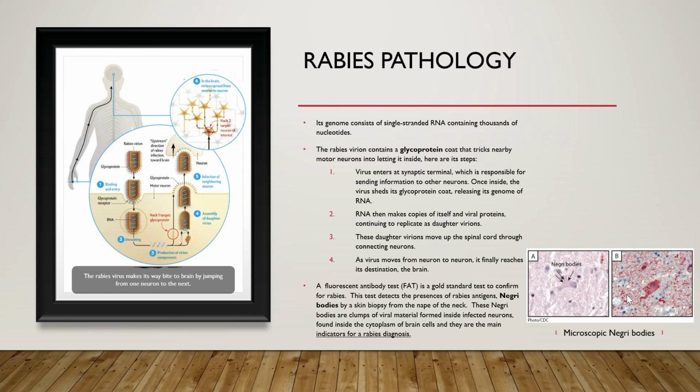And there is a test to detect if someone has rabies, and that test is a fluorescent antibody test, and it is a gold standard test to confirm rabies. This test detects the presence of rabies antigen Negri bodies by a skin biopsy from the nape of the neck. These Negri bodies are clumps of viral material formed inside infected neurons, and they are found inside the cytoplasm of brain cells, and they are the main indicators for rabies diagnosis. The image on the right bottom is a microscopic view of the Negri bodies.